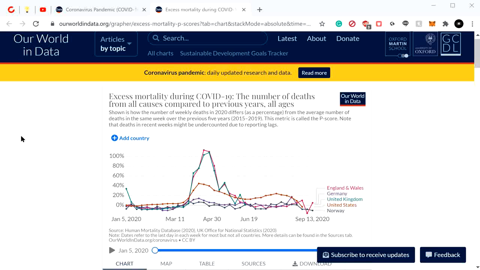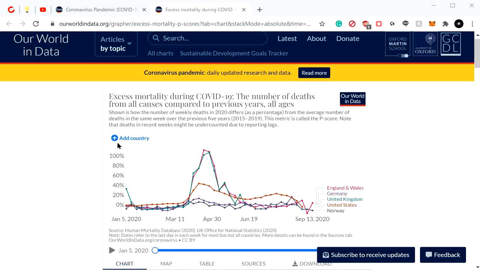And this chart is called excess mortality during COVID-19. The number of deaths from all causes compared to previous years, all ages. And the description says, shown is how the number of weekly deaths in 2020 differs as a percentage from the average number of deaths in the same week over the previous 5 years. This metric is called the P-score. Note that the deaths in recent weeks might be undercounted due to reporting lags. So, what this basically does is it just takes 2015 to 2019 average death and compares it to 2020.